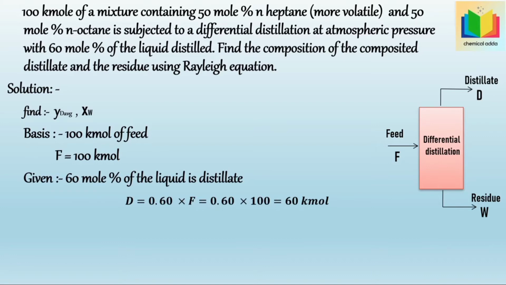Now, let's take the material balance on the differential distillation column. So we get F is equal to D plus W. As we have F and D, the equation becomes 100 is equal to 60 plus W. After solving this, we get W is equal to 40 kilomole.